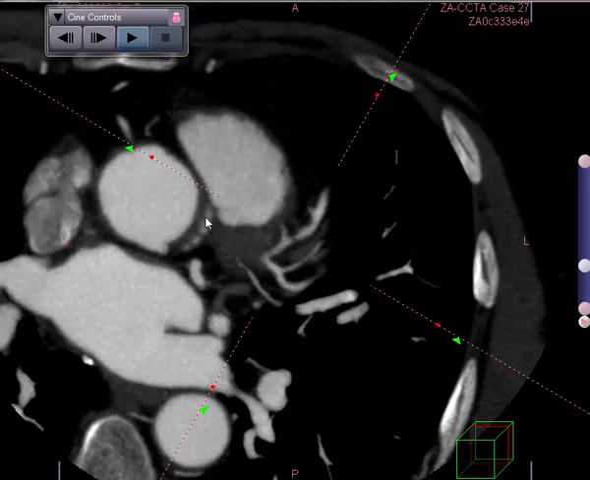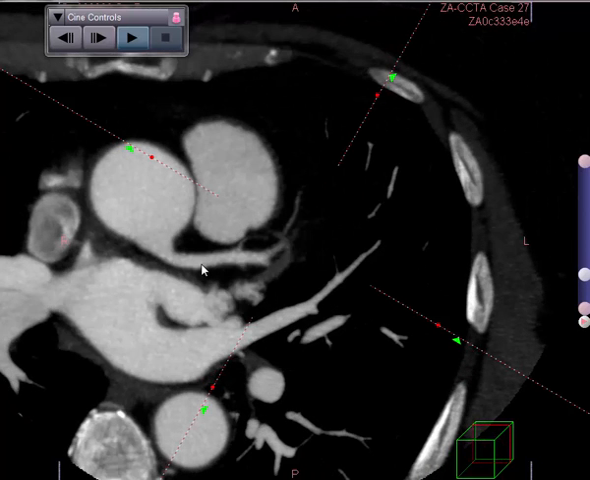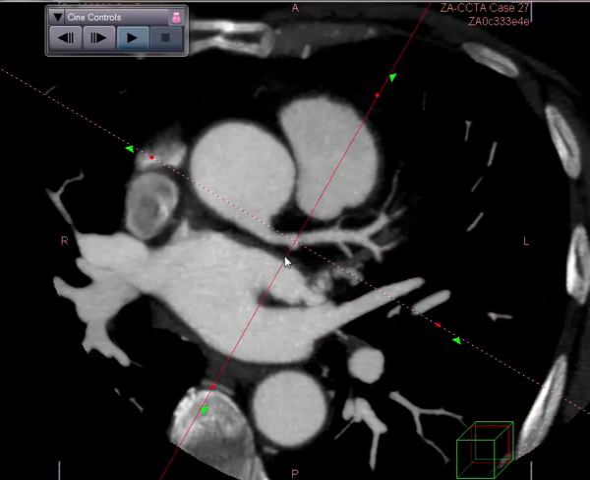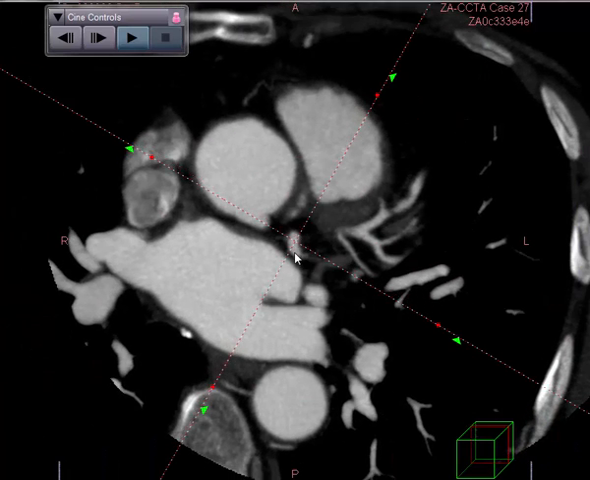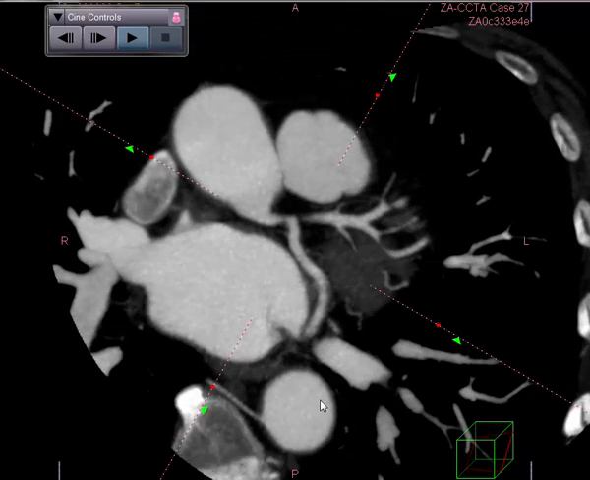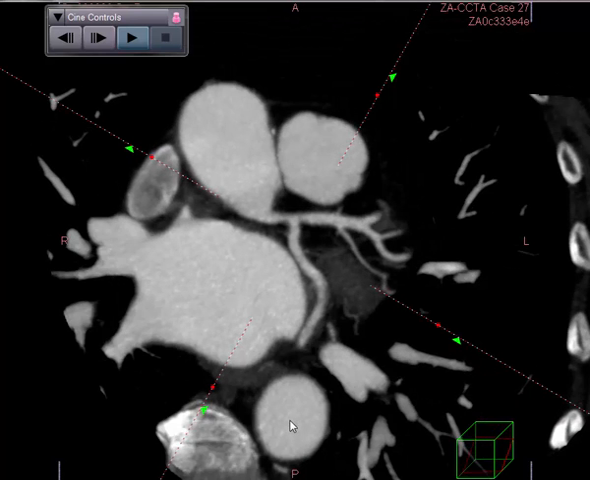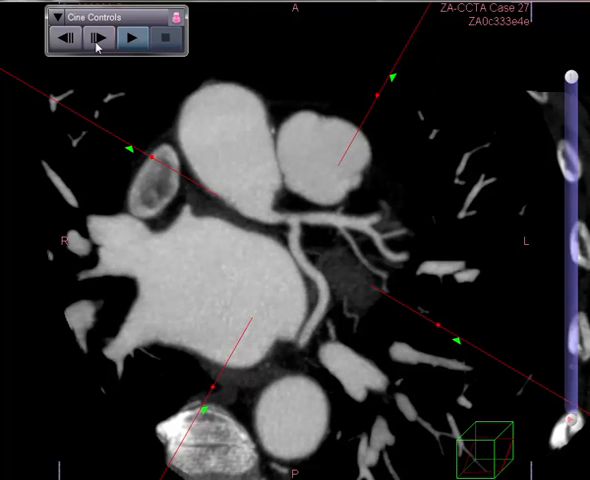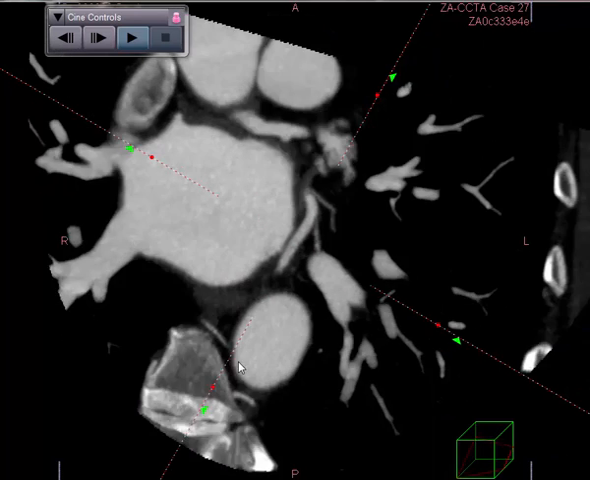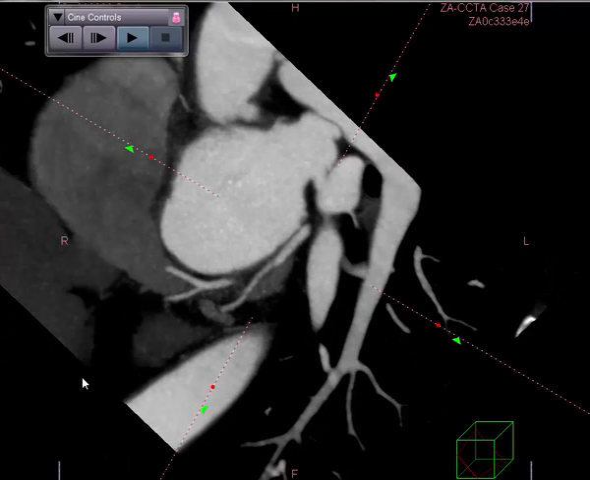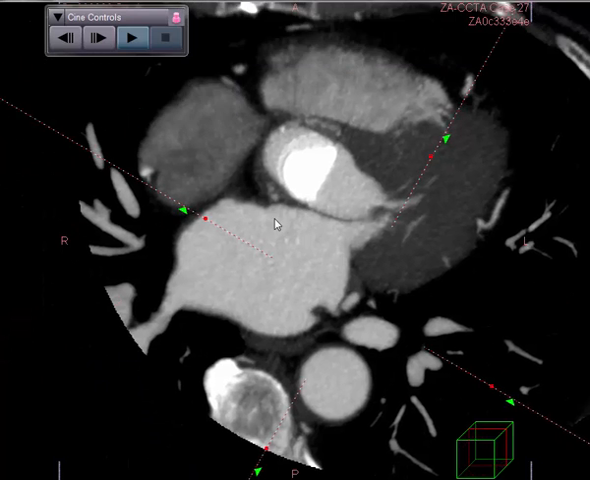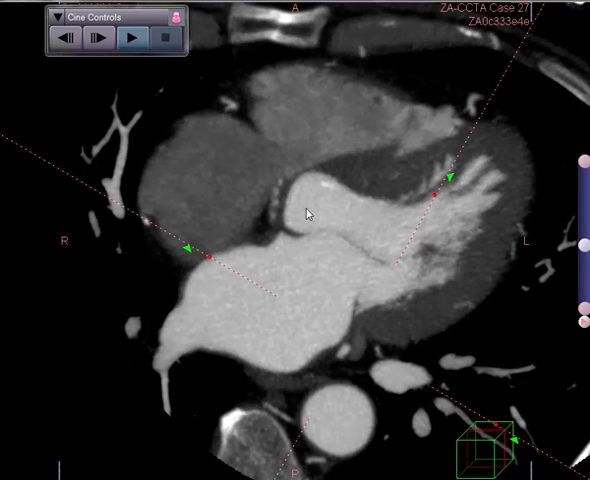Let's take a look at the circumflex vessel. Put that in the corner, center line, move down, circumflex. Again, very normal vessel. Change phases just to be sure, much clearer in this particular phase, and very normal looking circumflex artery. Let's take a look at the right coronary artery.